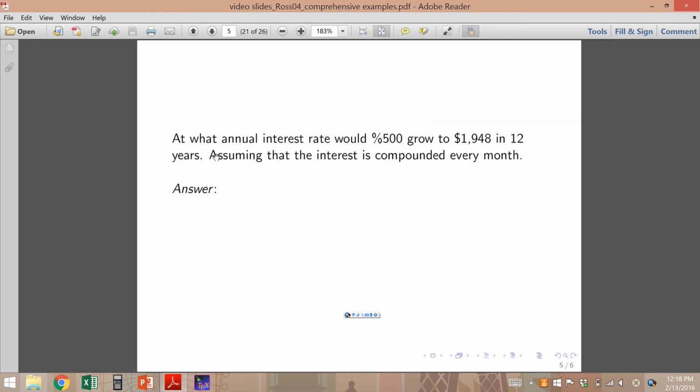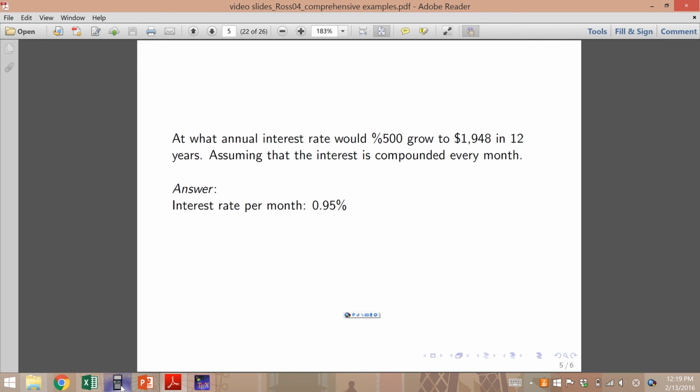Now, the next one. At what annual interest rate would $500 grow to this value in 12 years? And the interest is compounded every month. To solve this one, there really have to be two steps. The first step, we need to calculate the interest rate per period, which is the interest rate per month. And then we're going to convert the interest rate per month into the interest rate per year.